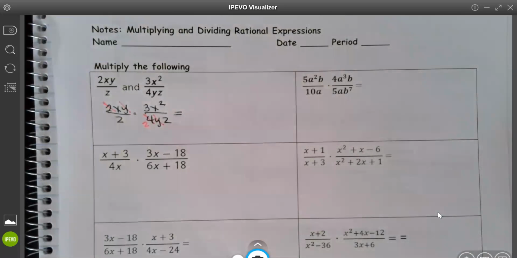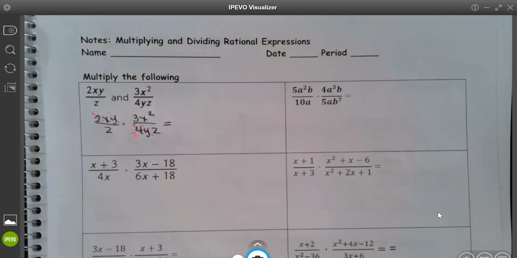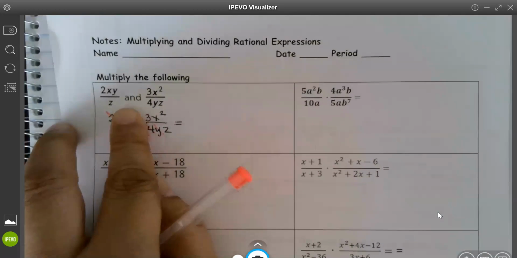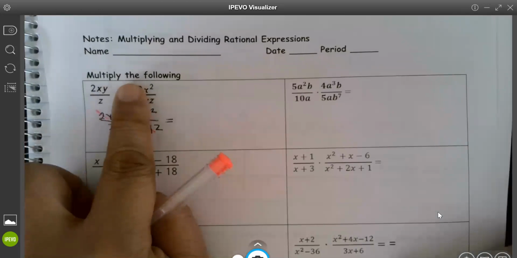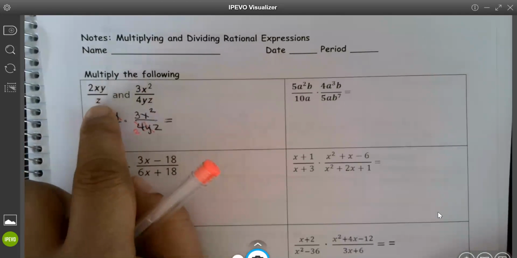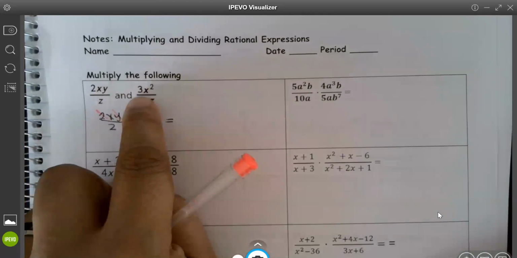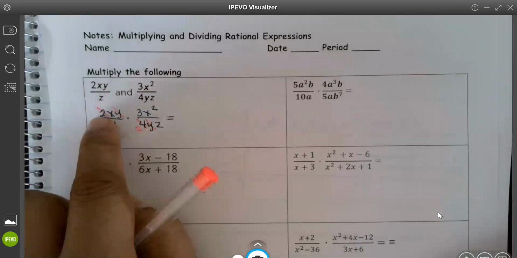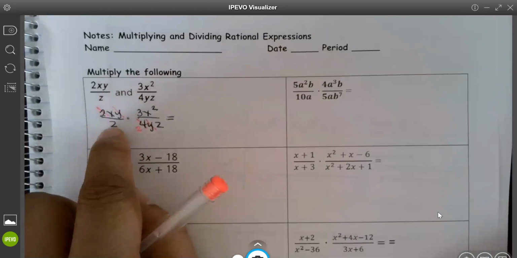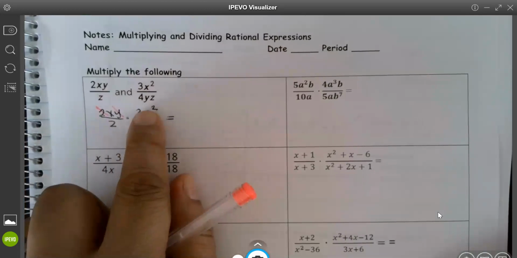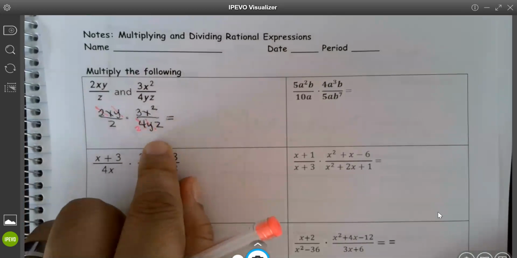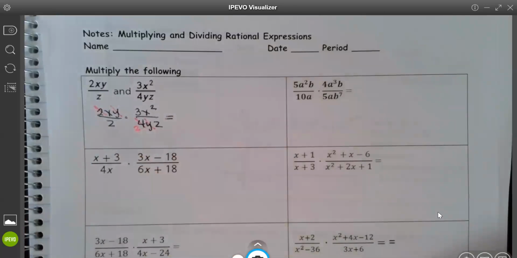Okay, so today we're going to discuss multiplying and dividing rational expressions. So it says here, multiply the following: 2xy over z and 3x squared over 4yz. You can write this one as 2xy over z times 3x squared over 4yz. Now, before you multiply, check if there are terms that you can cancel.